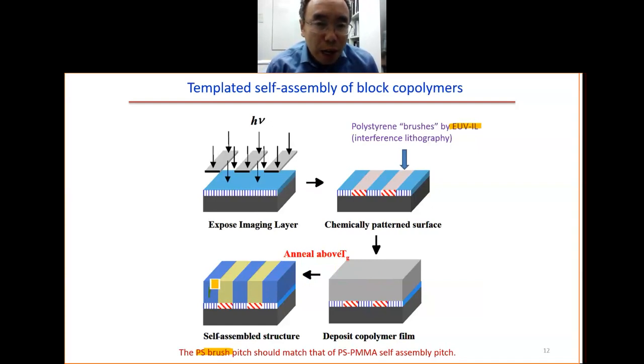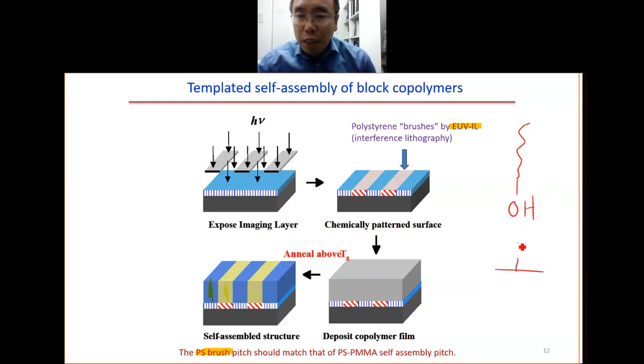So here, this one is the polystyrene block. This one is the PMMA block. That will get closer to this hydrophilic part. So how to make the polystyrene brush? This can be done by using polystyrene with one end terminated by hydroxy group. So on the surface, it's also terminated by hydroxy group. So this is easy to do.